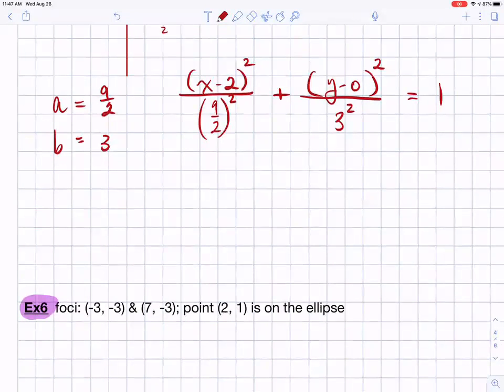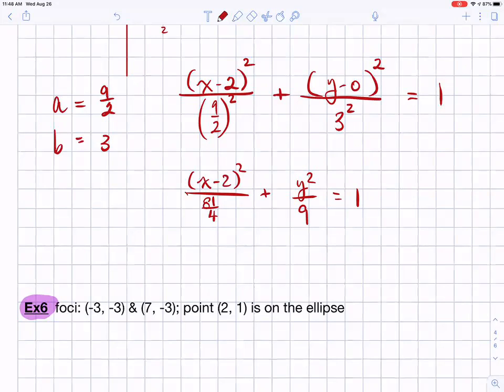Top of the first fraction, leave it. X minus 2 quantity squared, that's good. Bottom, what's 9/2 squared? 81/4. I'll come back to that. Plus, cleaned up version for the second term: y squared over 9. Don't forget your equals 1. Hey guys, this is a good answer. I'm totally fine with this. My lab is also going to accept another answer.